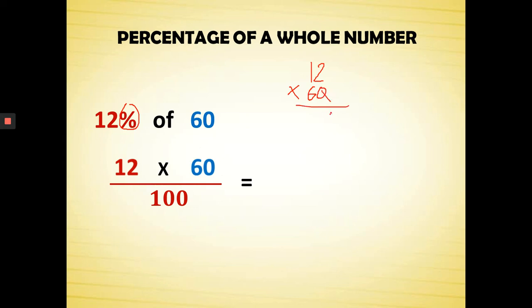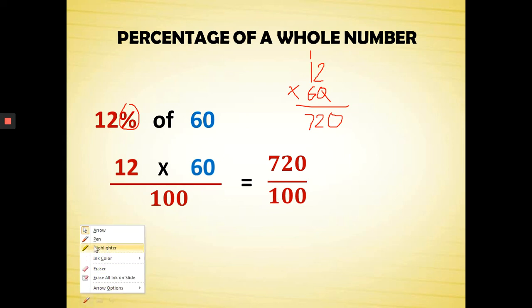Okay, remove the 0, copy down. 6 times 2 is 12. Write 2, carry 1. 6 times 1 is 6, plus 1 is 7. So that's 720. Copy the denominator 100. Okay, 720 divide, oh, that's not denominator. That's divide. 720 divided by 100. Again, to divide, you just count two places to the left. 1, 2. Okay, so that is 7.20.